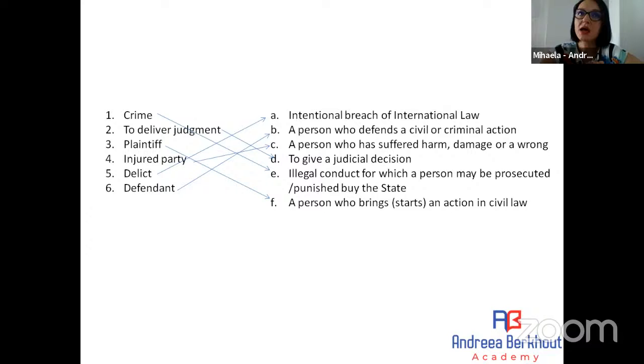Prosecuted would mean brought into court or sued against a certain behavior that you shouldn't have done. To deliver judgment means to give a judicial decision, that is, to actually make a decision in court. The plaintiff is the person who starts an action in civil law against another person. The injured party is the person who has suffered harm, damage, or a wrong. A wrong here, of course, is something bad that happened to the injured party.